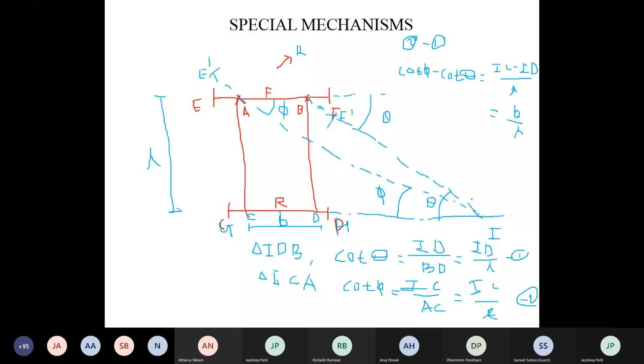Now consider figure or consider triangle. First angle IDB, find out the cot theta. Consider second triangle ICA, find out the cot phi. Now subtract the equation 1 from equation 2, you will get the condition cot phi minus cot theta is equal to B by L. Got it? According to the weightage, you have to write down the description also.